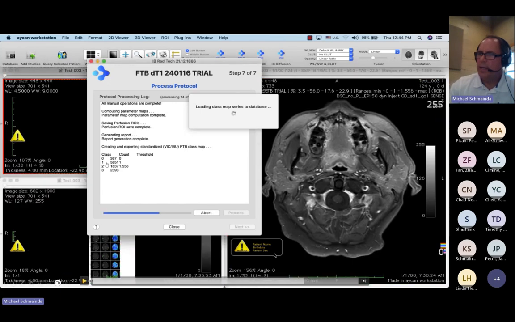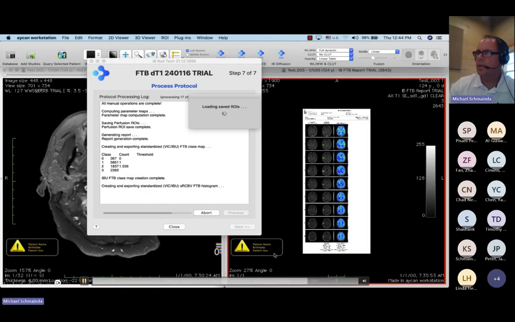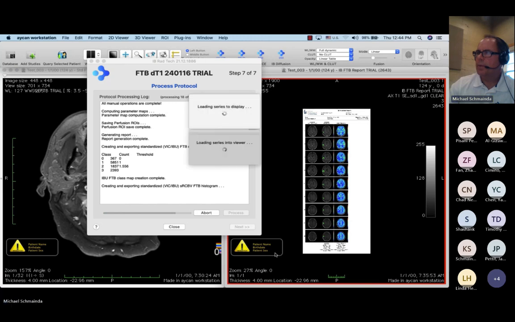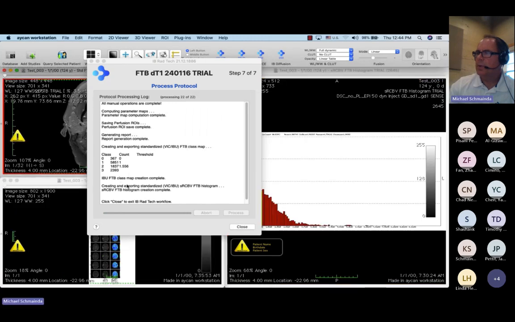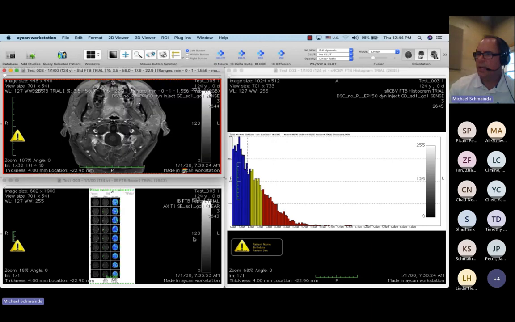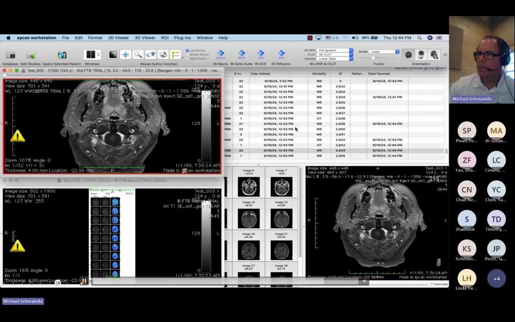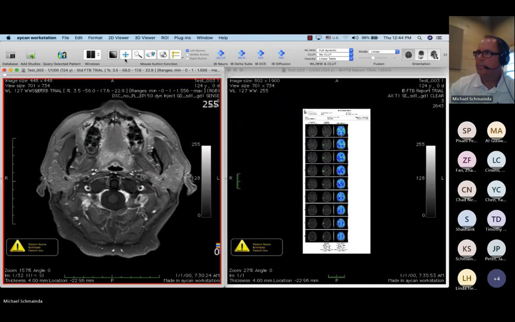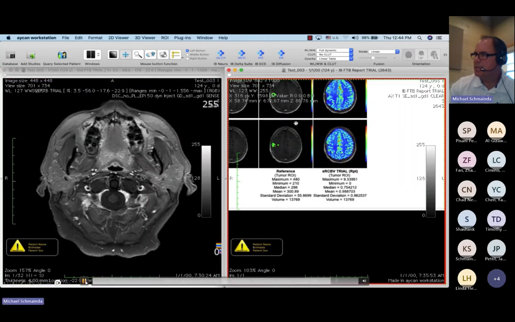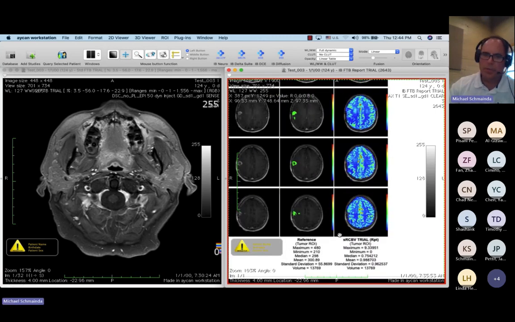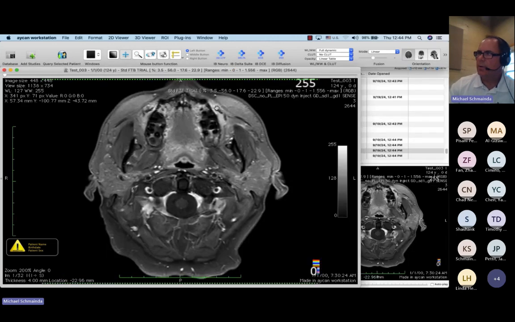I will point out here that here are the actual voxel counts by threshold. So you can see the cutoff thresholds of 0, 1, and 1.556. And so we are done. This is the output that you can, again, customize, but you get the histogram of the output, and you get the report, which contains the tumor statistics. And those means actually are significant, but again, the FTB maps are a much more accurate way to get the spatial distinction between high CBV and low CBV.